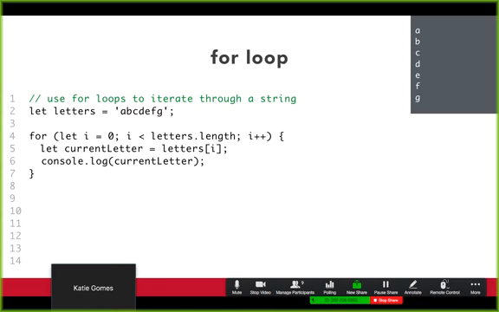Any questions on that? Why can't you just console log out letters[i]? Why do you have to assign it to a variable?